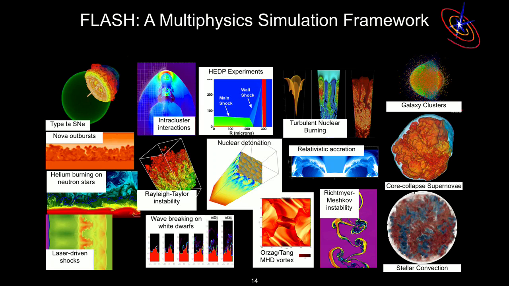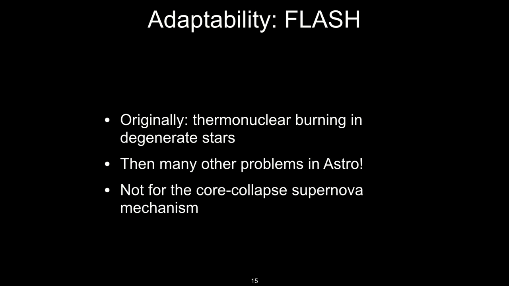But you've got things that Flash can do that are basic laboratory experiments of certain instabilities like Rayleigh-Taylor and Richtmyer-Meshkov, nuclear detonation problems, waves on white dwarfs, burning on neutron stars, and also high energy density physics experiments. It is an enormous range of problems that Flash has been applied to because it's a community code, it's been around for a while. All of these capabilities and features have been incorporated into the code to treat these different kinds of problems. And so from my perspective, Flash was really a code that did nuclear burning on degenerate stars.